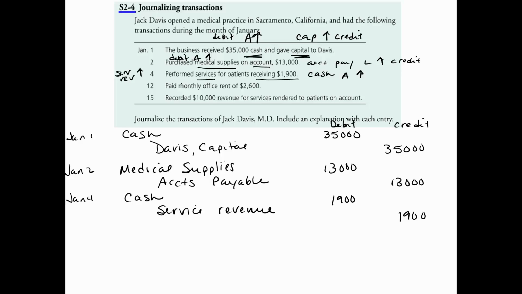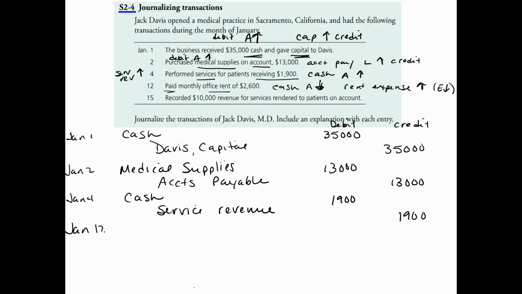On the 12th, I paid monthly office rent of $2,600. So as soon as I see the word paid, I can see that cash, which is an asset, is going down. I paid something, so cash is going down. What did I pay? I paid my rent, so the other account should be rent expense. That's an expense, and the expense is actually going up, or you could think of it as equity is going down. Think of that either way you want. But I just tend to think as soon as I see expense, I know that's going to be my debit.